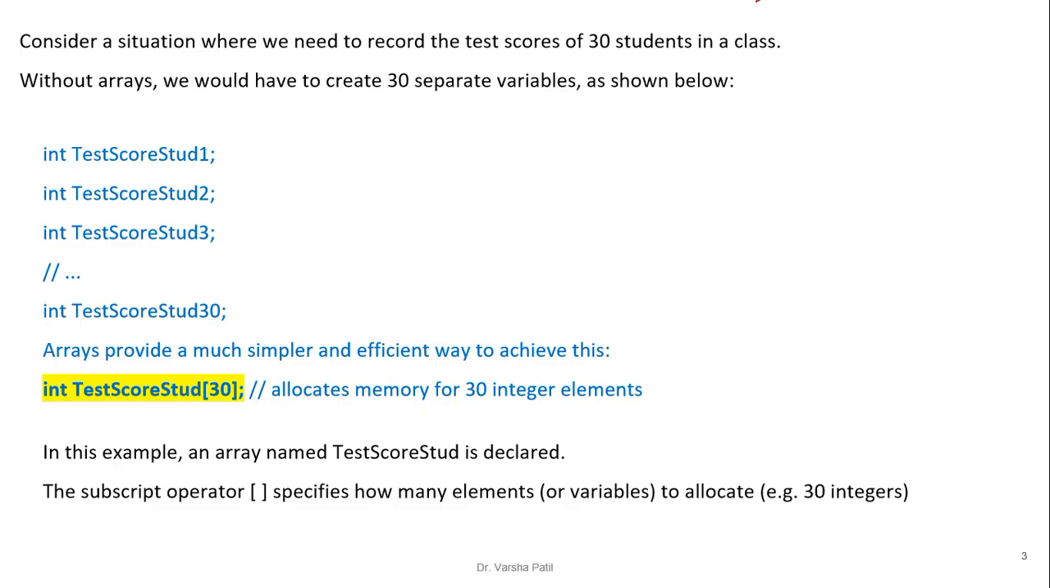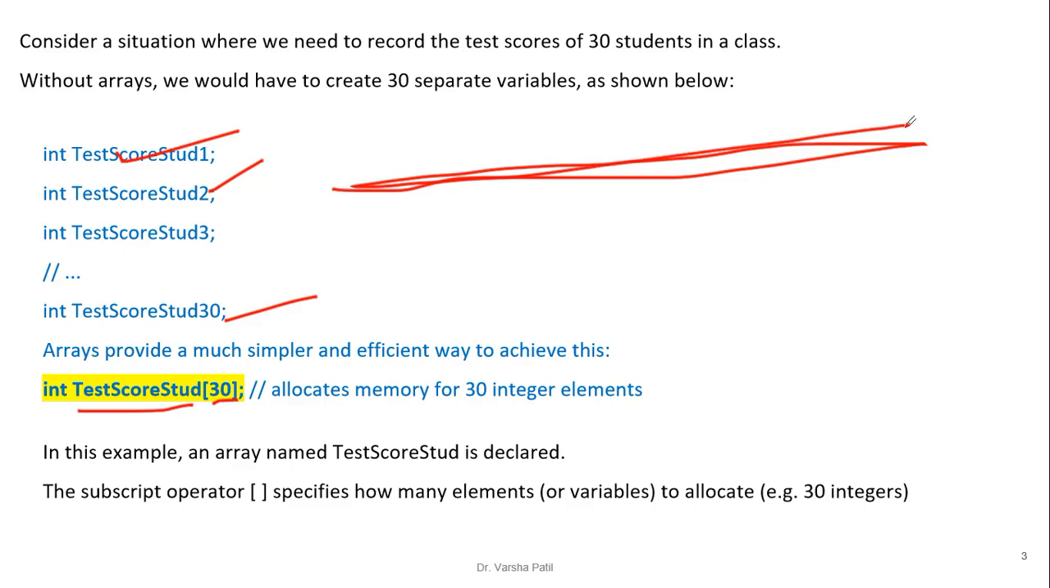Now where are arrays required? Consider a situation where we need to record the test scores of 30 students in a class. Without an array, we would need to create 30 separate variables like int test_score_stud1, stud2, stud3 up to stud30. But an array provides a much simpler and more efficient way to achieve this. In an array we write: int test_score_stud, which is nothing but the array variable name, and since we want to store 30 students' marks, it is bracket 30, which allocates memory for 30 integer elements. For integer it requires 2 bytes, so 60 bytes are allocated in a contiguous memory location.